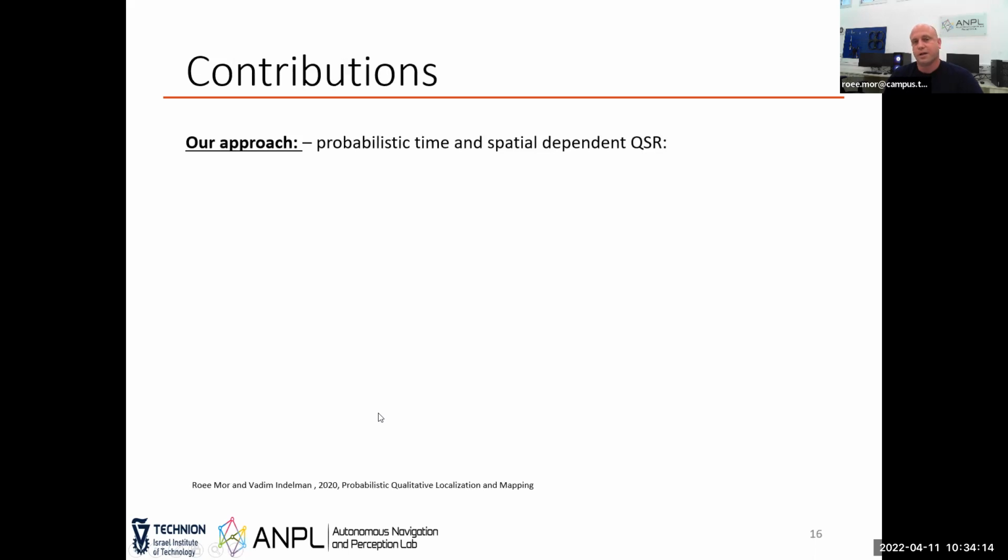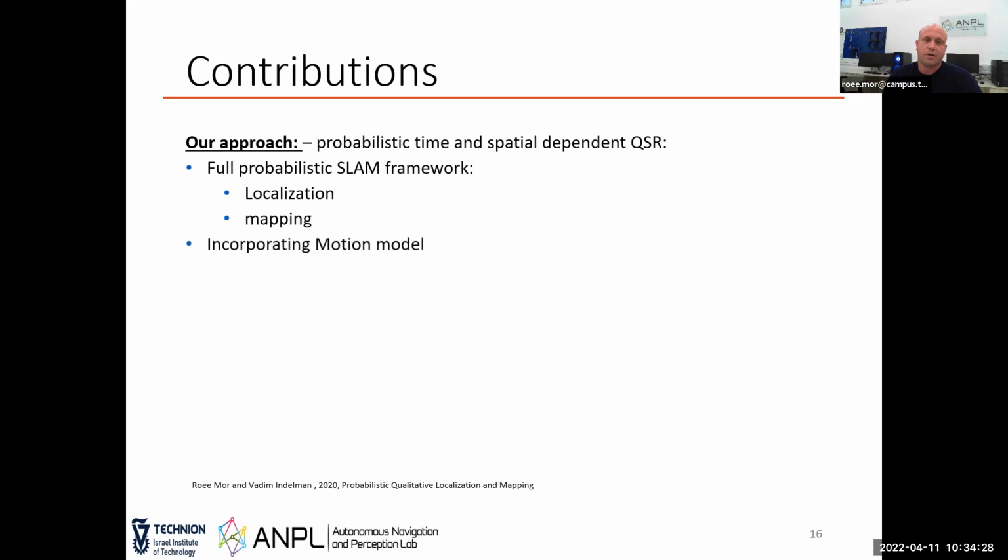So just to sum this up, we'll talk about our approach, what we actually do in this research. First of all, we make a full probabilistic SLAM framework. We're doing localization as well as mapping. We incorporate more types of measurements into the SLAM problem. For example, a motion model was not used before, and we are doing it now.